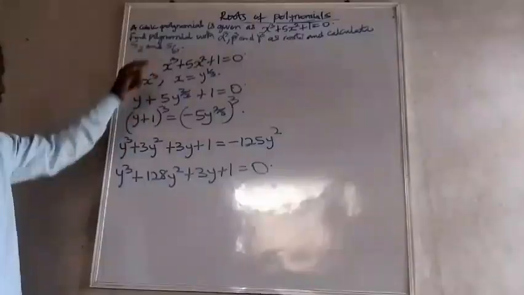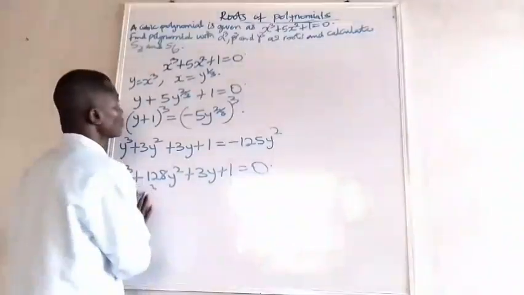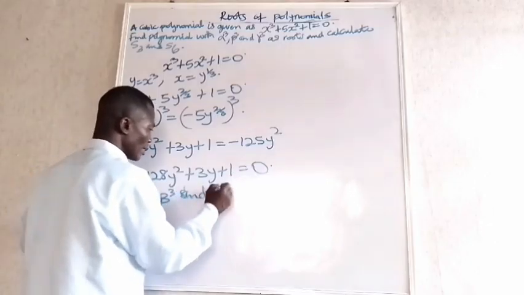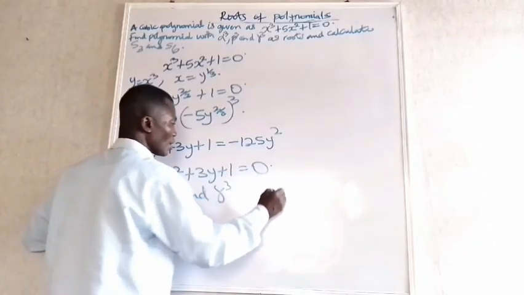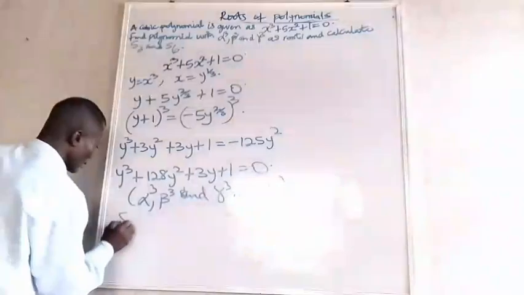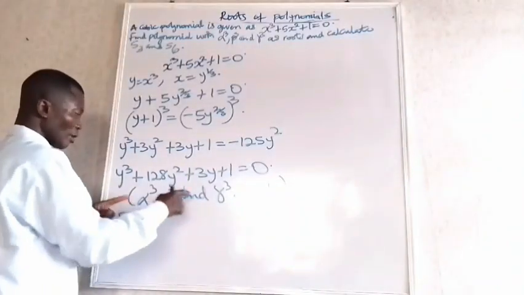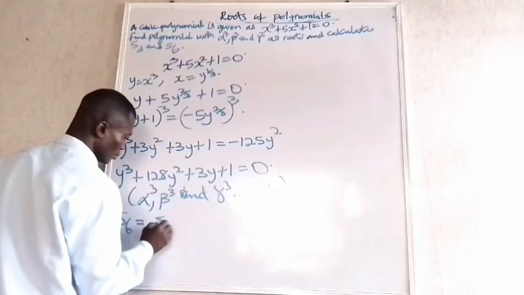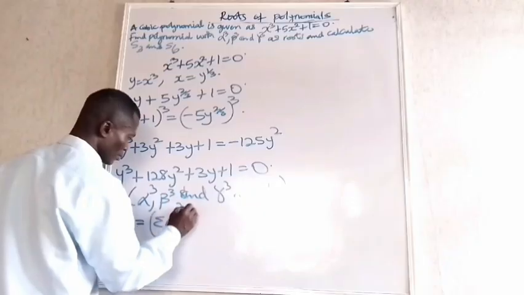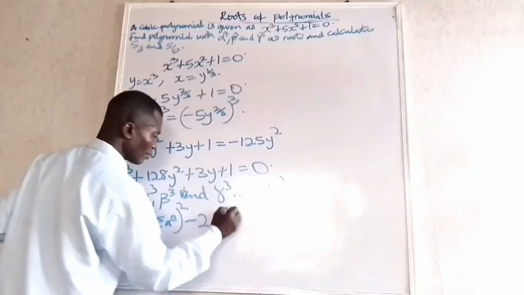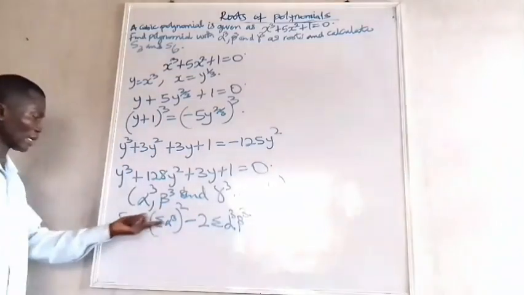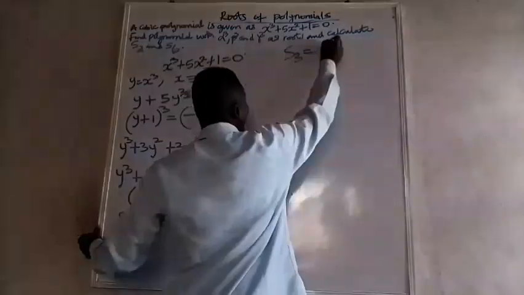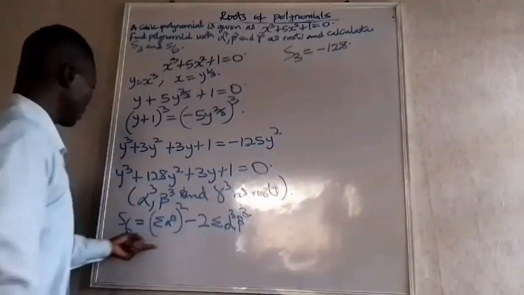This is the required equation with alpha cubed, beta cubed, and gamma cubed as roots. Now we have to find S6, and that is going to be the sum of the squares of this. So it's going to be minus 2 sum alpha cubed beta cubed. From this equation, the sum of alpha cubed is minus 128. So S3 is minus 128. So S6 is what we are trying to find now.